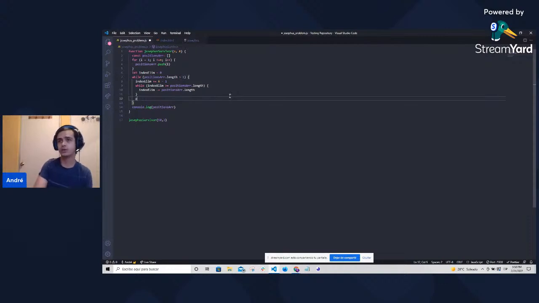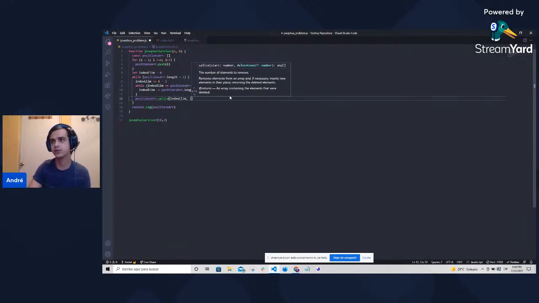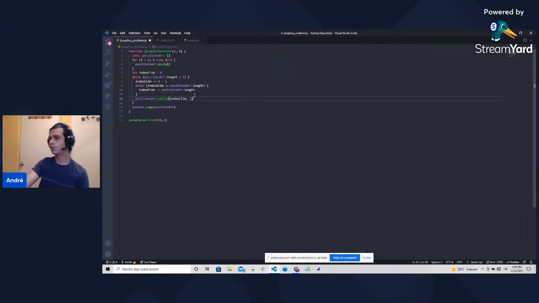So in this case, we just take our array and we're going to splice our index and we're going to eliminate one value. We are always eliminating one value, so that's a constant. So, okay. I think that that should work. Let's see if it's working.